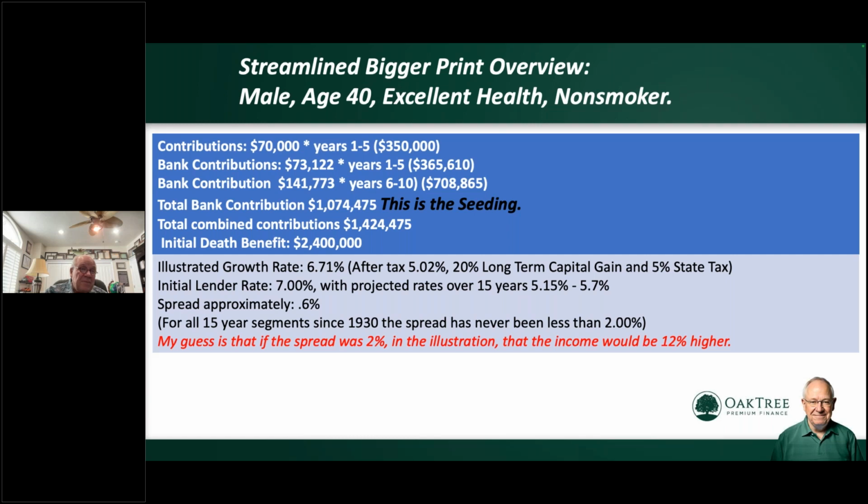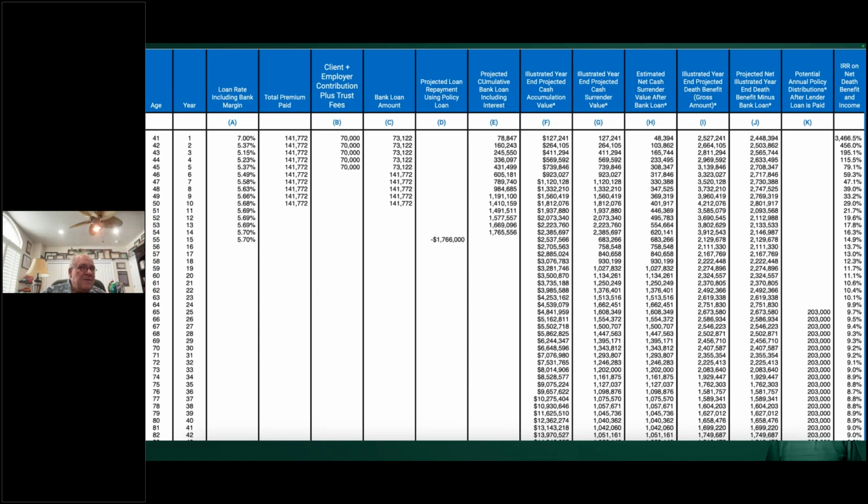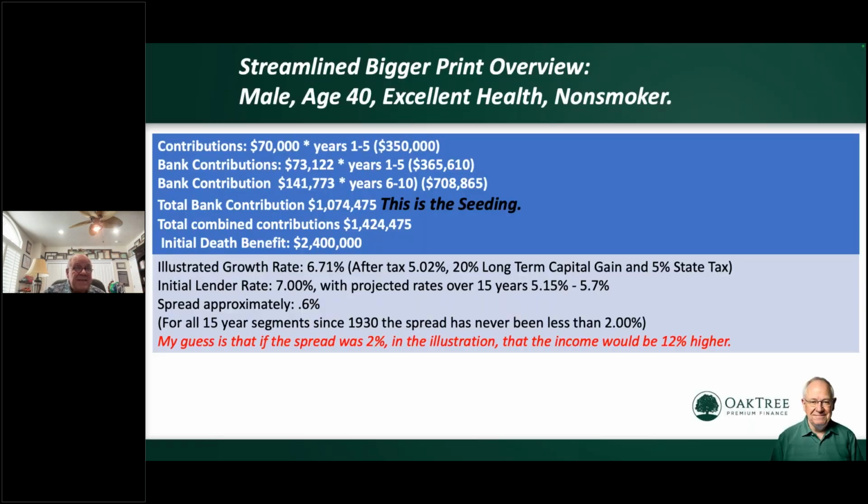On the illustration, let me go back for a second. See on the left, that third column over, see that 7? Then 5.37 and all these different numbers. The bankers of the country are projecting that interest rates will go down, and that's the rate they're projecting. So we're projecting these interest rates from 5.15 to 5.7 over the next 15 years. This is illustrating a spread of 0.6.